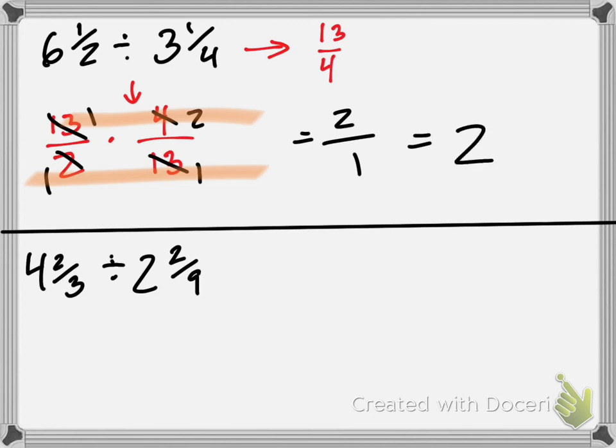I want to call on Hannah. Hannah, what is 4 and 2/3 as an improper fraction? Perfect. So we get 14 over 3. And what about 2 and 2/9? What's 2 times 9? 18. Plus 2? 20. 20 over 9. Now I got to keep, change, flip. Keep the first one, change that. And what's the flipped version of 20 over 9?